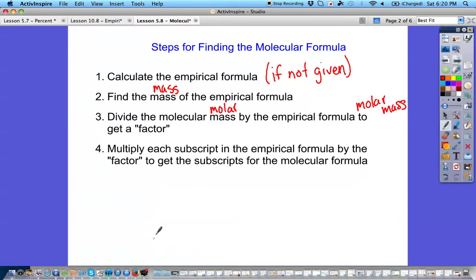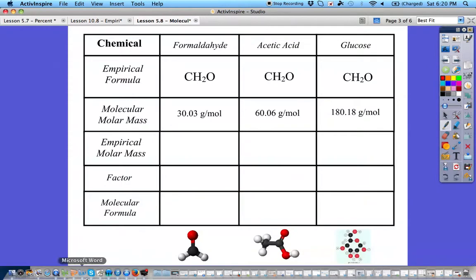So let's take a look at an example where we have three different chemicals, and all of them have the same empirical formula, CH2O: formaldehyde, acetic acid, and glucose. These are very different chemicals, but they all have the same empirical formula because they all have the same small whole number ratio. So first, we're given the empirical formula, and we're given the molecular mass for each of them. We need to find the empirical molar mass. Well, we only have to do this calculation once because it's all the same.